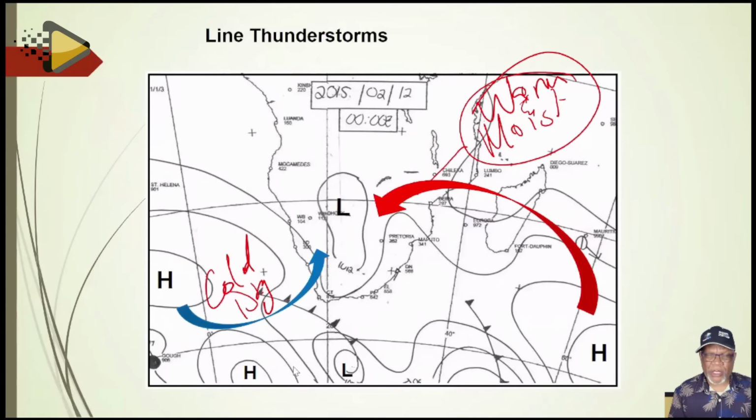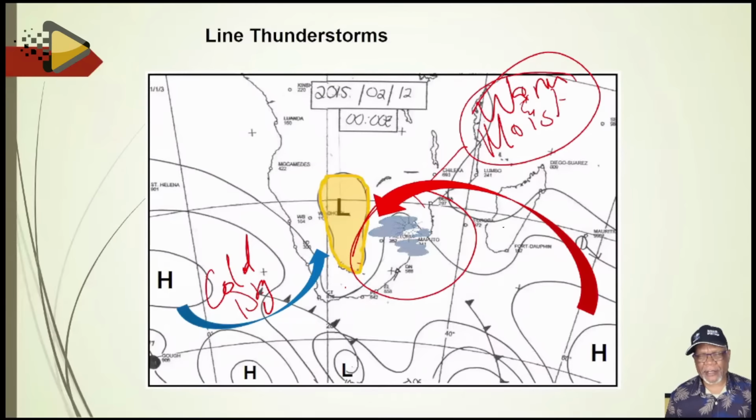Now, because of the two air masses that are blowing towards each other, this one, which is colder and drier, is going to undercut this warm air, and the warm air is going to rise rapidly. As it rises rapidly, condensation is going to take place, and we're going to have what you see here, line thunderstorm.